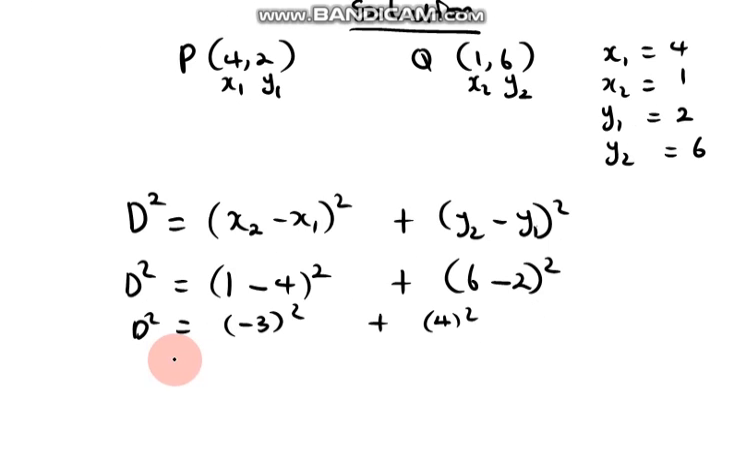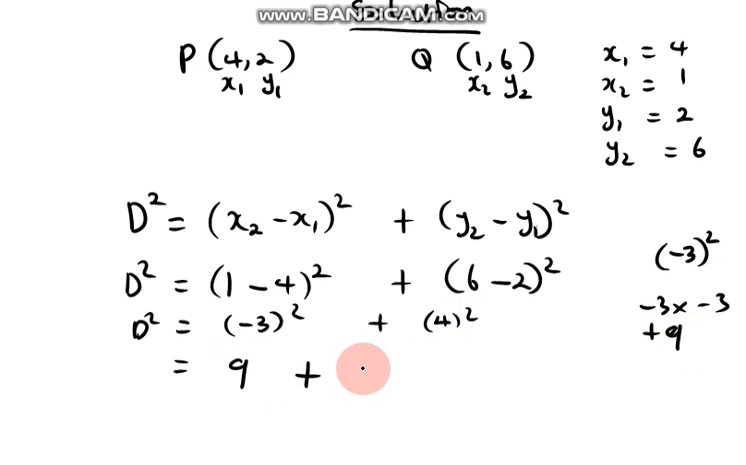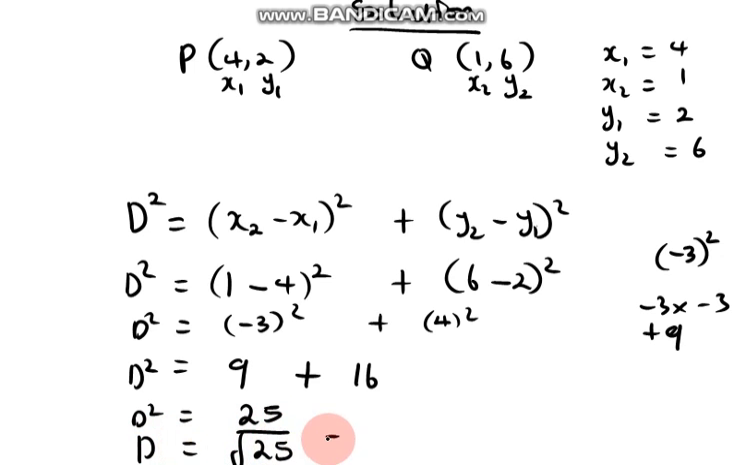Now note, if you square a negative number, it gives you a positive. So it's like saying minus 3 times minus 3, minus times minus is plus, 3 times 3 will give us 9. So we have 9 plus 4 square, which is 16. So d square is equal to 25. Therefore d, find the square root of both sides, square root of 25 is 5 units. That's very good. So we have found the distance.